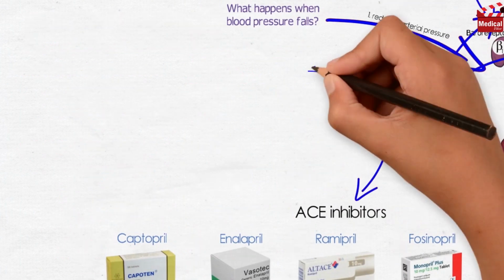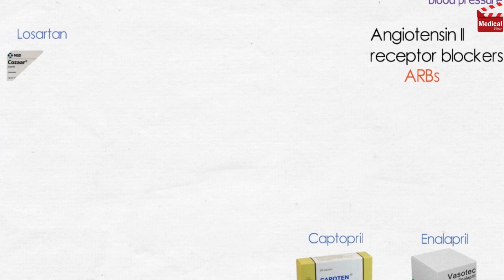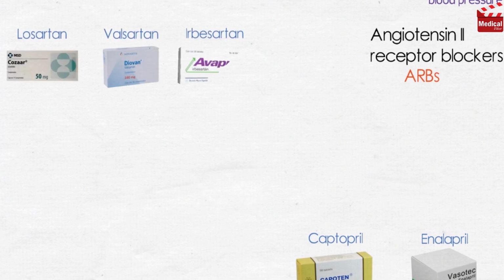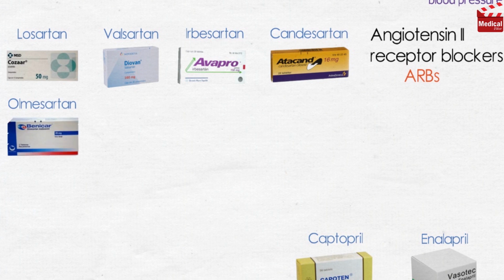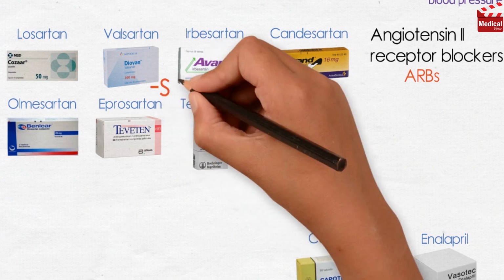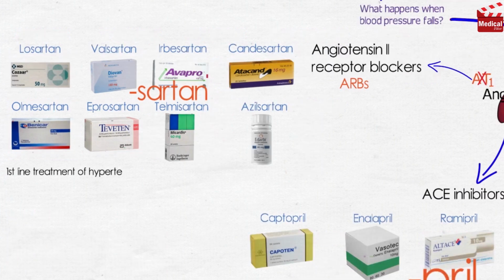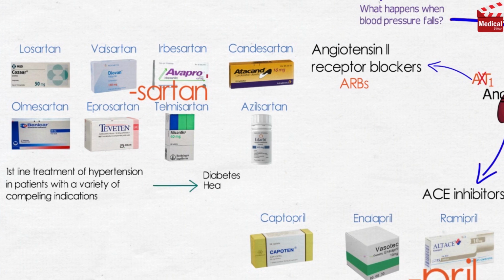The second category we'll talk about is the angiotensin II receptor blockers, such as losartan, valsartan, irbesartan, candesartan, olmesartan, eprosartan, telmisartan, azilsartan. If you notice, all of them end with the part sartan. Similar to ACE inhibitors, these agents may be used as first-line agents for the treatment of hypertension, especially in patients with a compelling indication of diabetes, heart failure, or chronic kidney disease. They are alternatives to the ACE inhibitors.